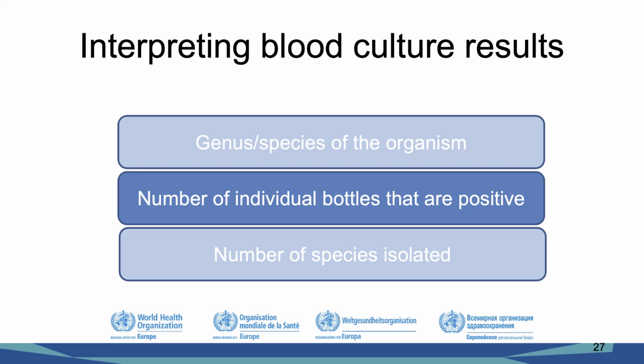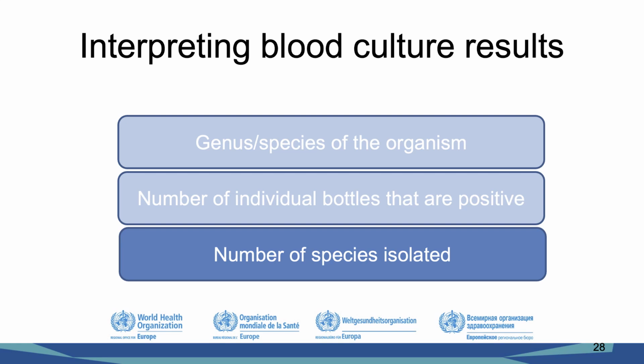The number of sets and of individual bottles that are positive can also help. The more blood culture bottles from separate sites that are positive, the more likely it is that they represent true bacteremia. For example, if all bottles from 2 sets of blood cultures, meaning 4 out of 4 bottles, are positive, it is more likely to represent infection than if just 1 bottle out of 4 is positive.